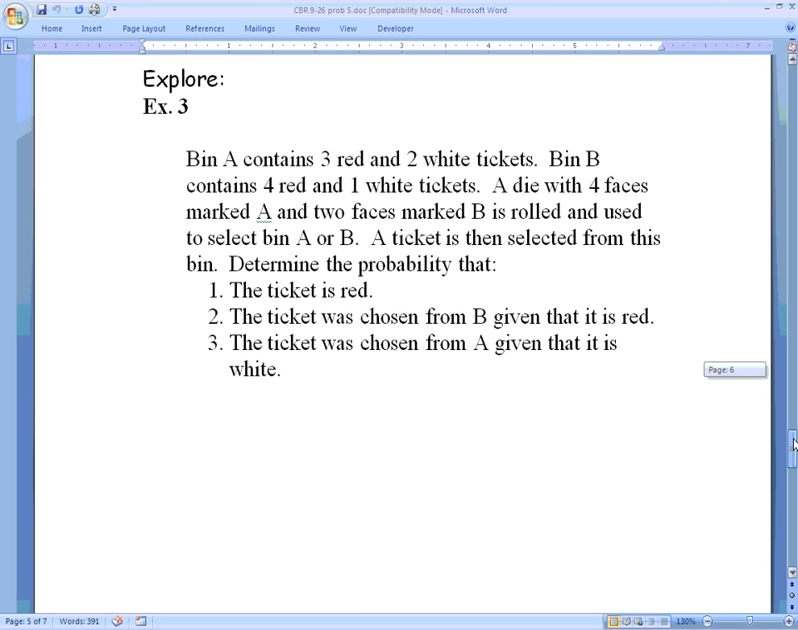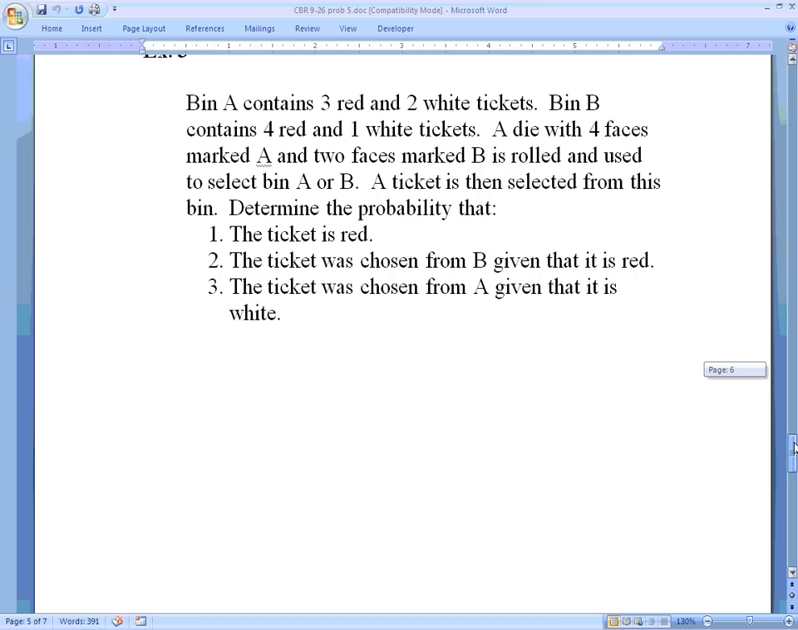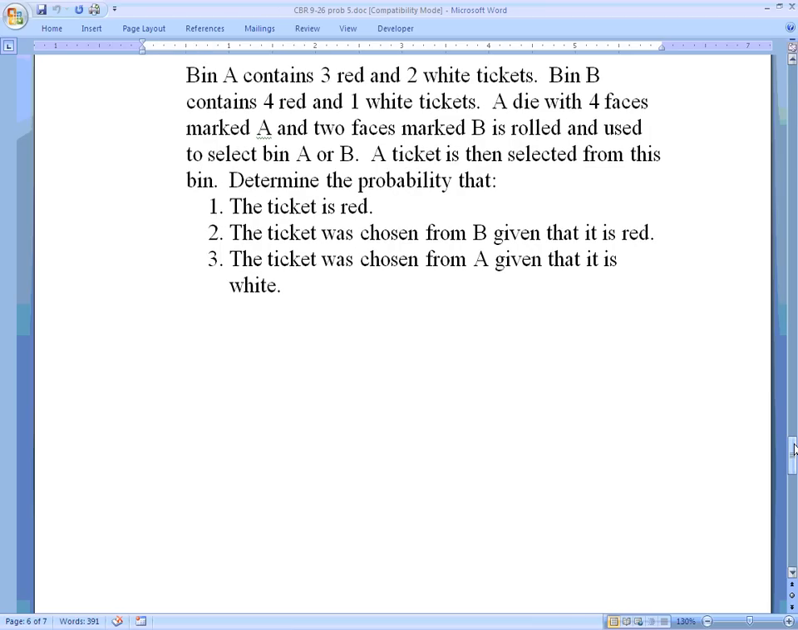Our last example is going to be arguably the most challenging one. I'll leave myself a little bit of room. I'm going to do probably parts 1 and 2 of this and leave part 3 for you to take a look at on your own. It says bin A contains 3 red and 2 white tickets. Bin B contains 4 red and 1 white ticket.